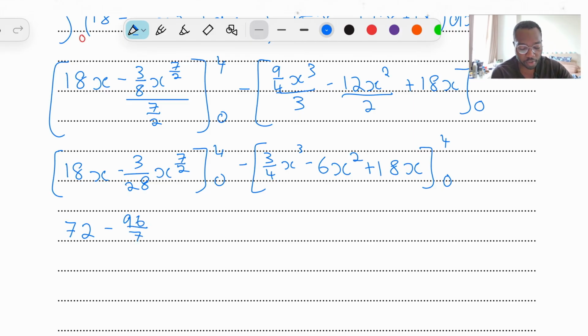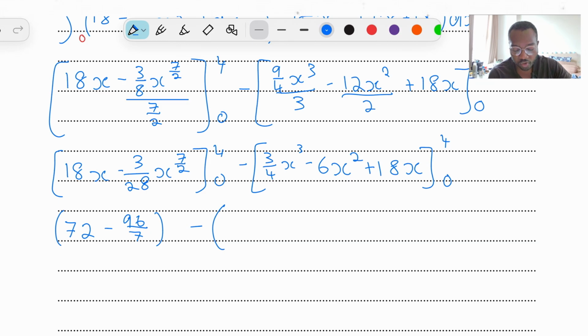And then if we try to put in our limits of 0, they just cancel out, because we get 18 times 0, then we get the minus 3 over 28 times 0, it's just 0, so you don't need to worry about your 0. So we'll just live with that on the left side. And then on the right side now, we do 3 over 4 times 4 cubed.